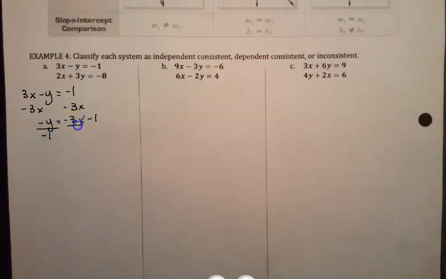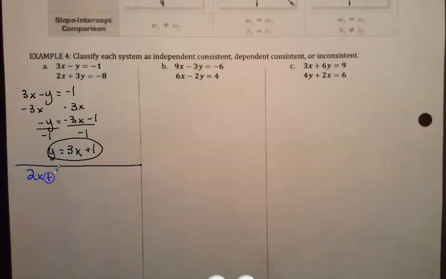Divide by negative 1. Y equals negative 3 divided by negative 1 is a positive 3x. Negative 1 divided by negative 1 is a positive 1. Okay, so here's one equation. Now let's do the next one.